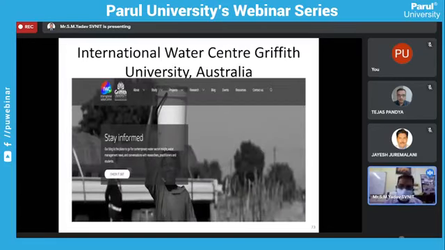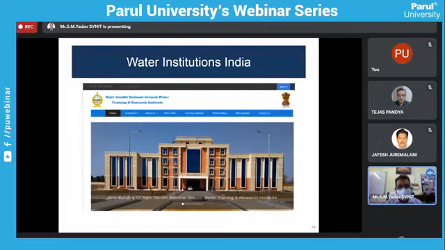As far as water resources management, conservation and development are concerned, Australia is one of the countries which has taken extreme care of their water resources. And one of the centers, the International Water Centre, Griffith University, Australia, is again the choice of researchers who want to carry out further research in this area.